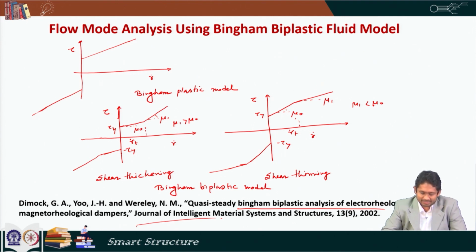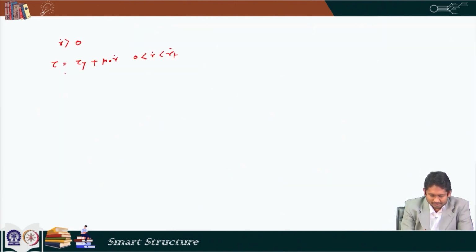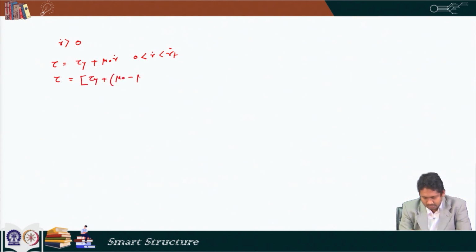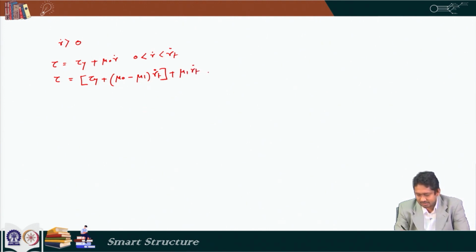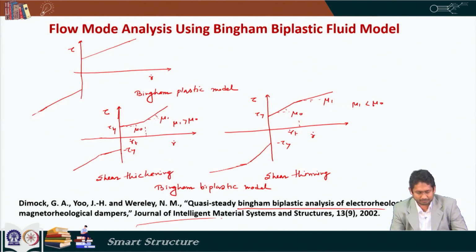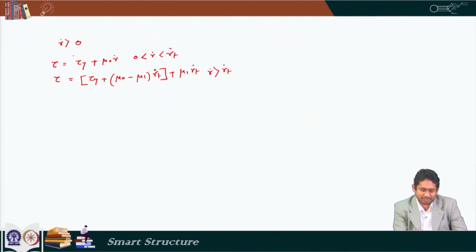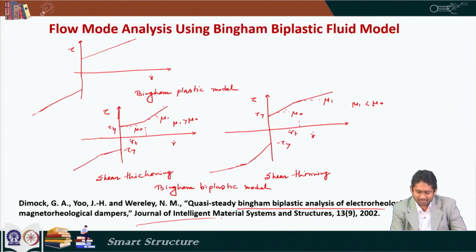Now, irrespective of the electric or magnetic field that we apply, that means irrespective of the tau y, gamma t dot always remains same. So, if we apply high electric field, this graph just shifts parallelly up. So, the gamma t dot remains same, and the gamma t dot is same at the negative side also. And then we have tau equal to tau y plus (mu 0 minus mu 1) multiplied by gamma t dot plus mu 1 gamma dot, when our gamma dot is more than gamma t dot. That means, when we are in this region or in this region.